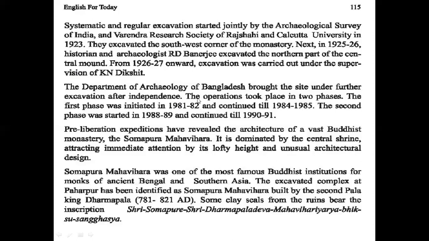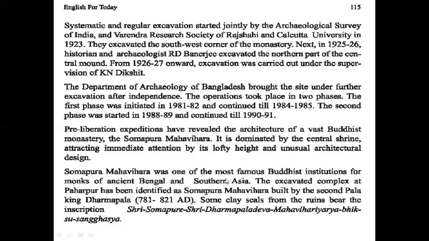after independence. The operations took place in two phases. The first phase was initiated in 1981 to 82 and continued till 1984 to 85. The second phase was started in 1988 to 89 and continued till 1990 to 91. Pre-liberation expeditions have revealed the architecture of a vast Buddhist monastery, the Shompura Mohabihara. It is dominated by the central shrine, attracting immediate attention by its lofty height and unusual architectural design.